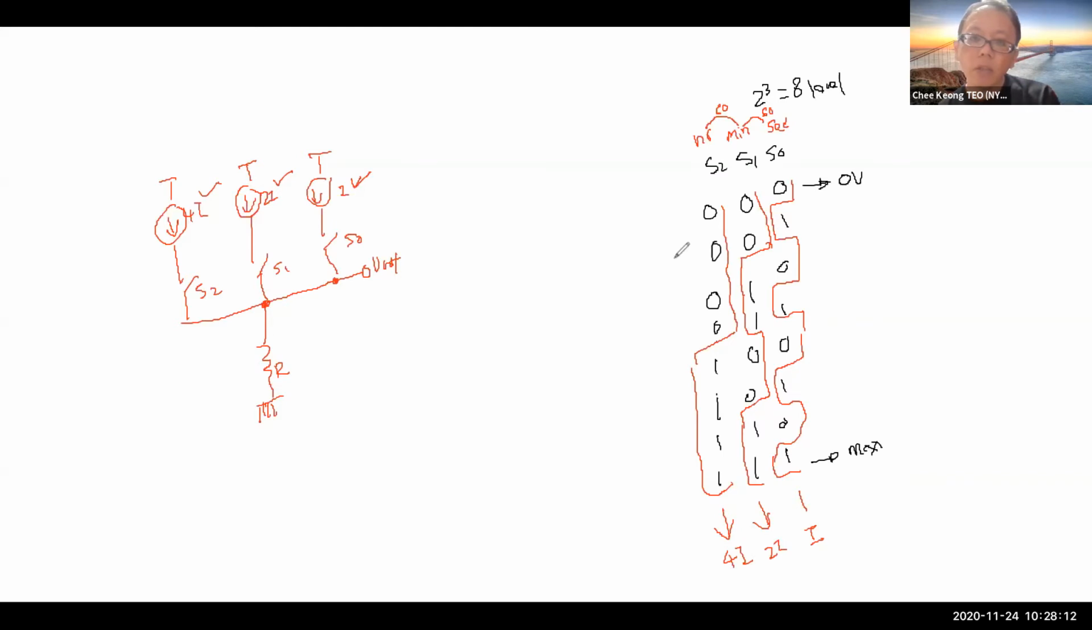What about 0, 0, 1? That means I flows down, so your output voltage here will be IR. Agree? Now how about 0, 1, 0? It means the second one is closed and the other two are open, so you get 2IR. Then 0, 1, 1 means this one is open and the other two are closed, so you get 3IR: 2 plus 1 gives 3IR.